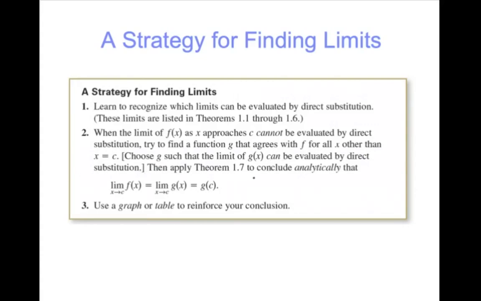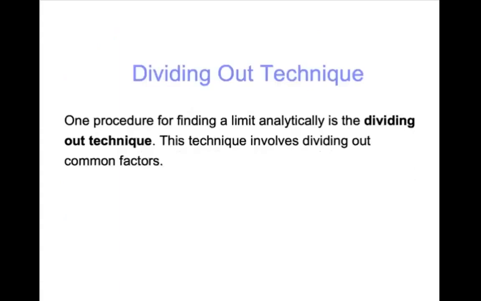Then, apply Theorem 1.7 to conclude analytically that the limit as x approaches c of f of x equals the limit as x approaches c of g of x equals g of c. And third, use a graph or table to reinforce your conclusion. Now we're going to look at another strategy, the dividing out technique. One procedure for finding a limit analytically is the dividing out technique. This technique involves dividing out common factors.